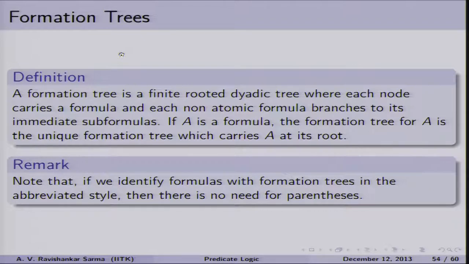It carries a formula, and each non-atomic formula branches into its immediate formulas, and these formulas are called sub-formulas. So, for instance, if A is considered to be a formula, then the formation tree for A is considered to be a unique formation tree which carries that particular formula at its root.